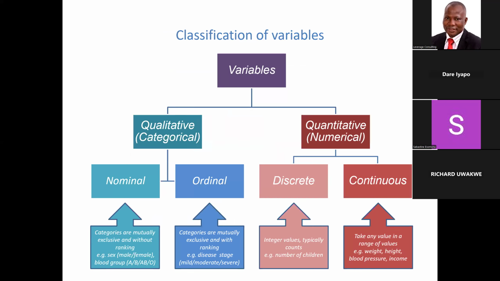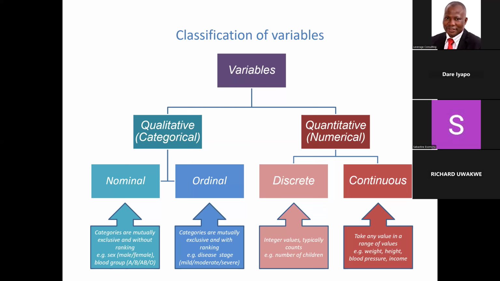So under the categorical, which is qualitative, we have nominal or ordinal. Those examples we have talked about: sex, male, female, blood group A, B, AB, O. Then for ordinal, we see disease stage: mild, moderate, severe. Then the quantitative, the numerical: you will be expecting to see interval or ratio? No. You will see that under quantitative we have discrete and continuous.